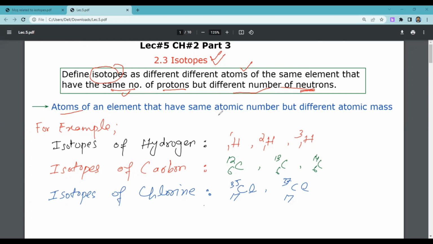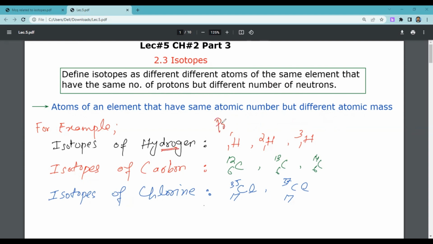Atoms of an element that have the same atomic number, because the number of protons is also known as the atomic number. We discussed it in our previous lecture number 4. But different mass number, because due to the different number of neutrons, the mass number also differs. Mass number is equal to Z plus N. It means that if the number of neutrons is different, then the mass number will be different, and Z is the atomic number. For example, if we see examples of isotopes, hydrogen has 3 isotopes.